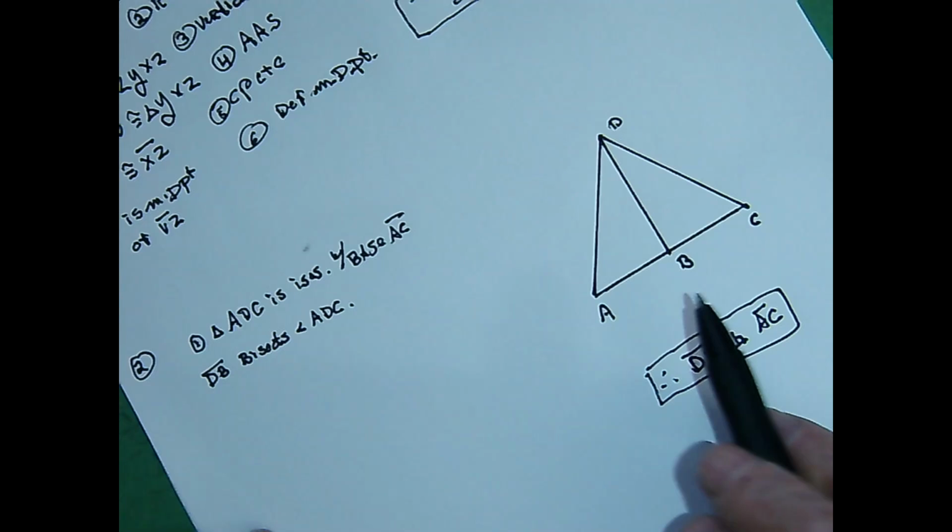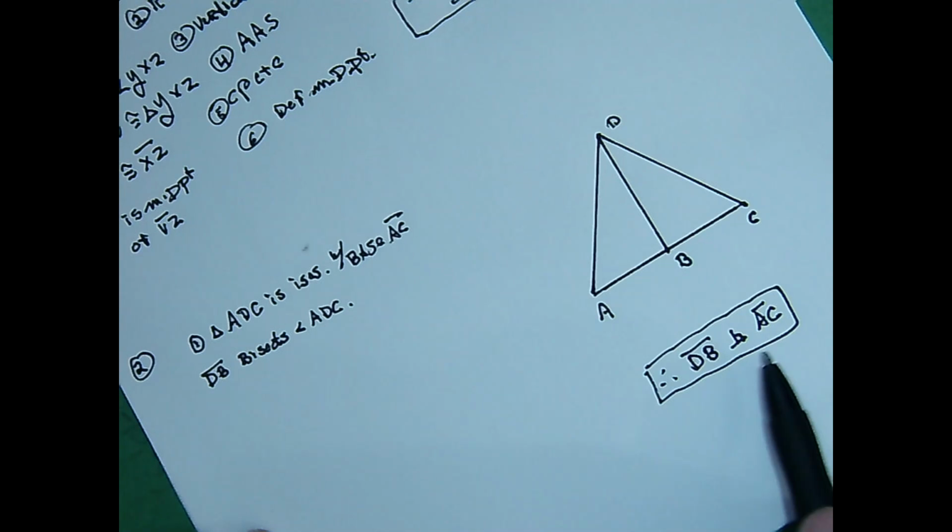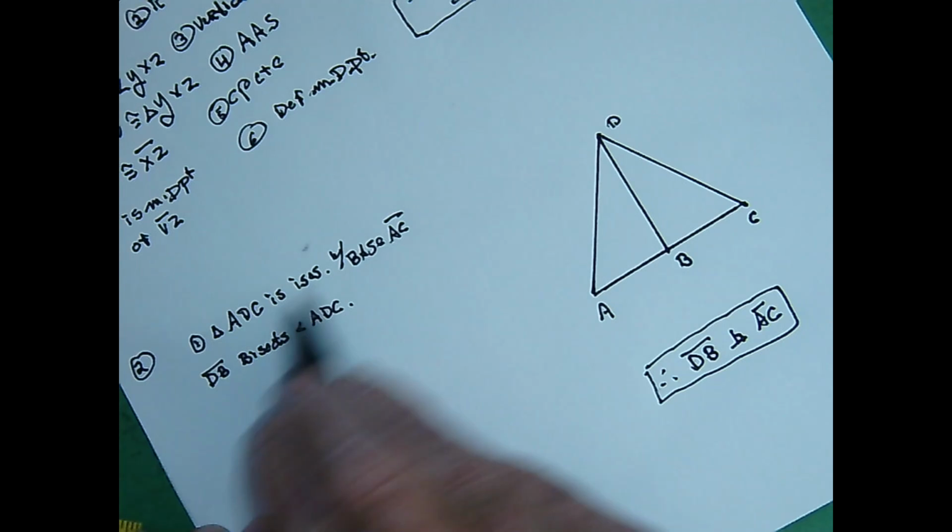Let's look at this guy too. Triangle ADC is isosceles with base AC. And DB is an angle bisector, it tells me. I'm supposed to prove that DB is perpendicular to AC. Let's make some marks here ahead of time from this given.